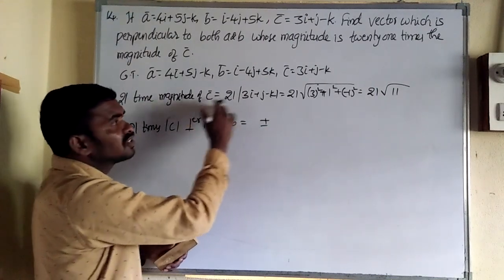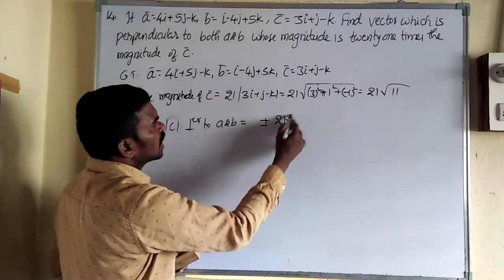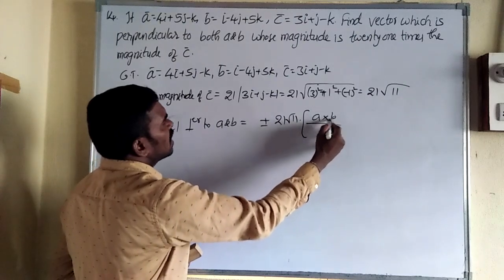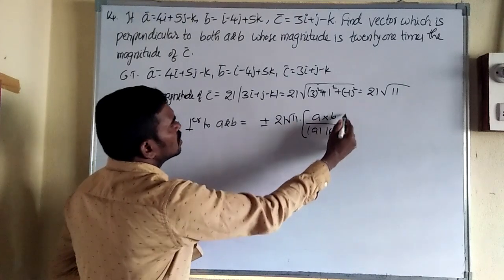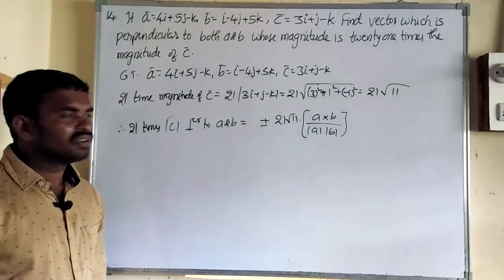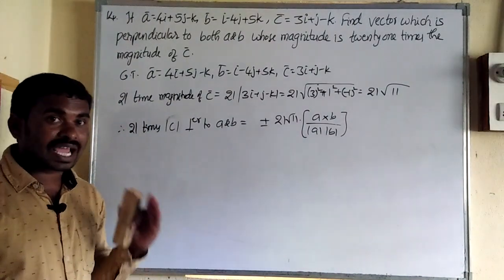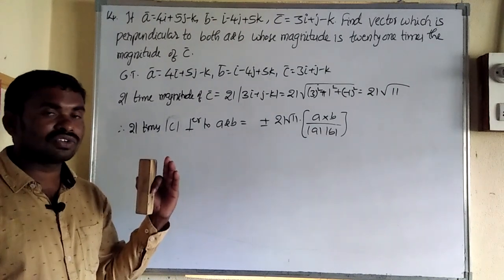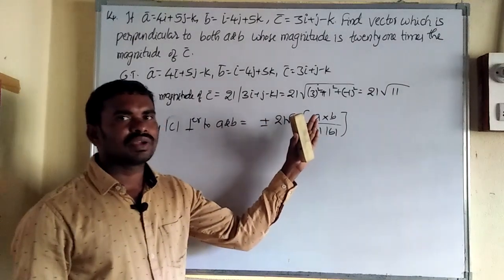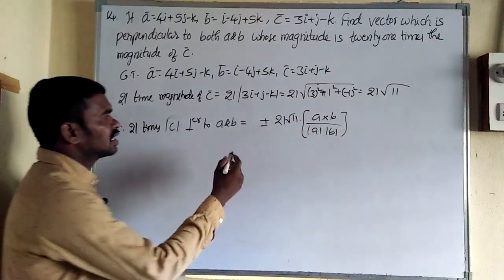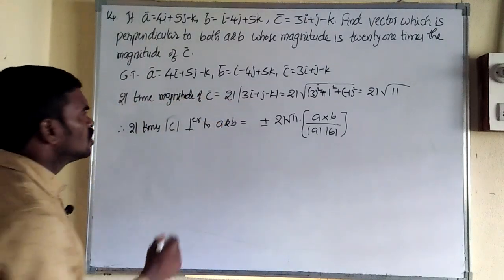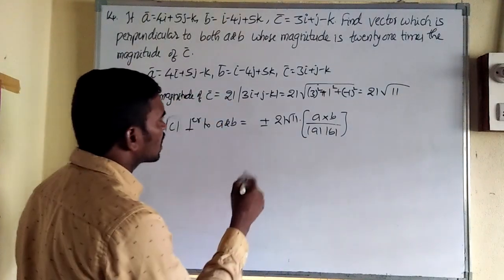So 21 times the magnitude of C is 21 root 11, into the unit vector perpendicular to both A and B, that is A cross B by mod A cross B. Find this, then we can get the answer. Is it clear? We did another question also, root 6 times the magnitude, where we wrote root 6 into A cross B by mod A cross B. So what is A cross B? We don't have A cross B, so let us first find A cross B.